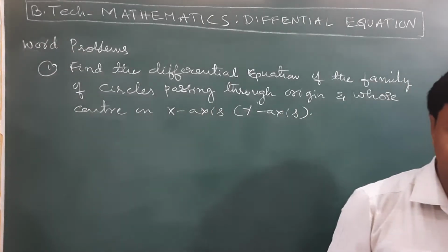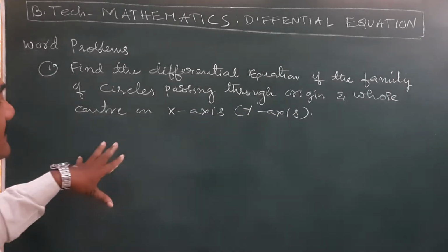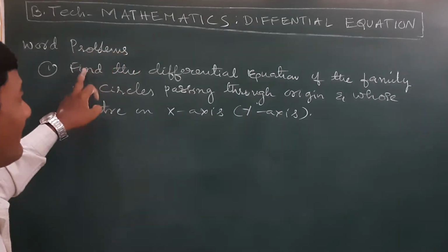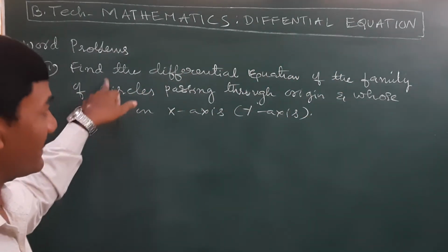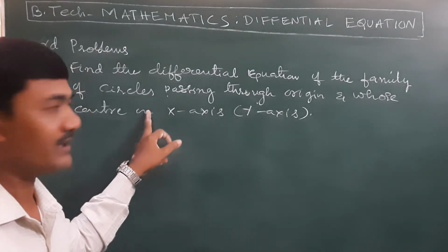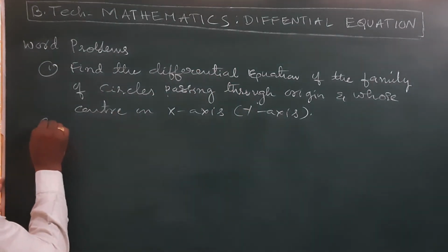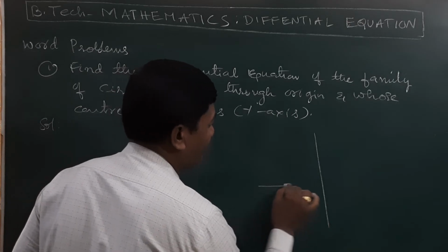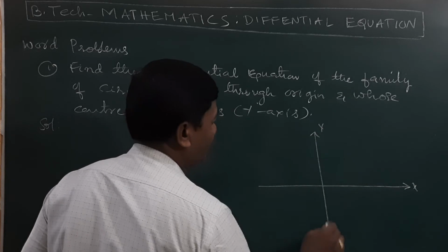So now another problem is a word problem. Find the differential equation of the family of circles passing through origin and whose center is on x-axis, one model, and y-axis, another model. How can we solve this problem? Solution. Draw the figure. This is x-axis and this is y-axis.